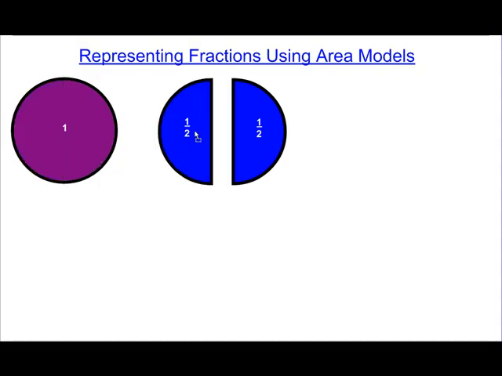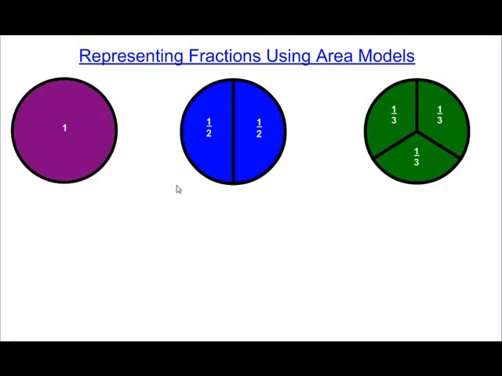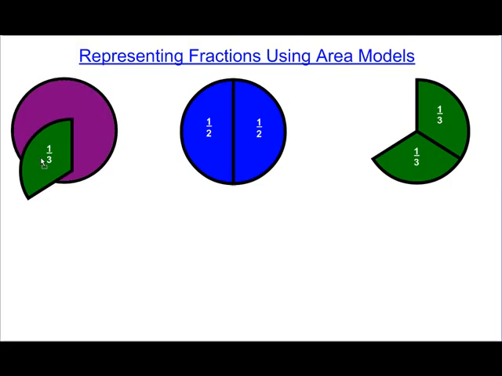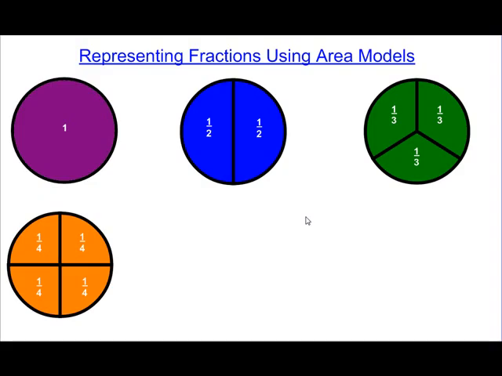Let's try another fraction. Now I have 3 friends. Let's divide the pie into 3 equal parts. What part of the total pie does this 1/3 represent? Well, it's 1/3. It is 1 out of a total of 3 parts. All right, 4 friends, 4 equal parts. What fraction of the whole is this? It is 1/4, or 1 out of a total of 4.